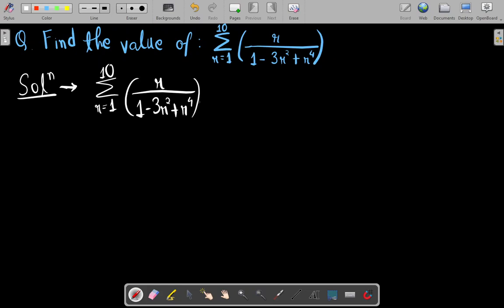Our target should be to make this into a series of differences, using the method of difference and some partial fraction. So in order to do that, let us try to factorize this denominator. The summation is from r goes from 1 to 10.